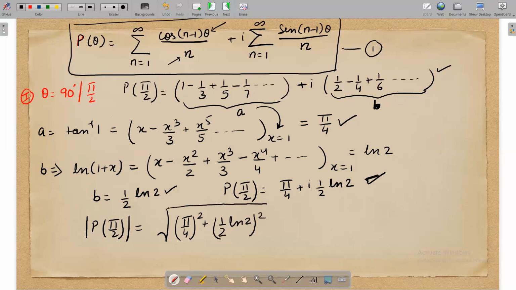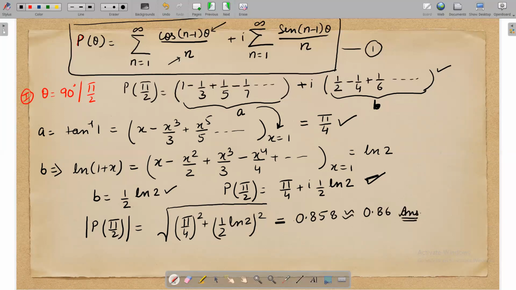ln2, we learn the value of ln2, which is 0.693. Pi, approximately, we take 3.14. So when you calculate this, your answer approximately turns out to be 0.858. Or you can say that approximately the answer is 0.86. So this is the answer for the question that I posted, but I'm not ending it over here.